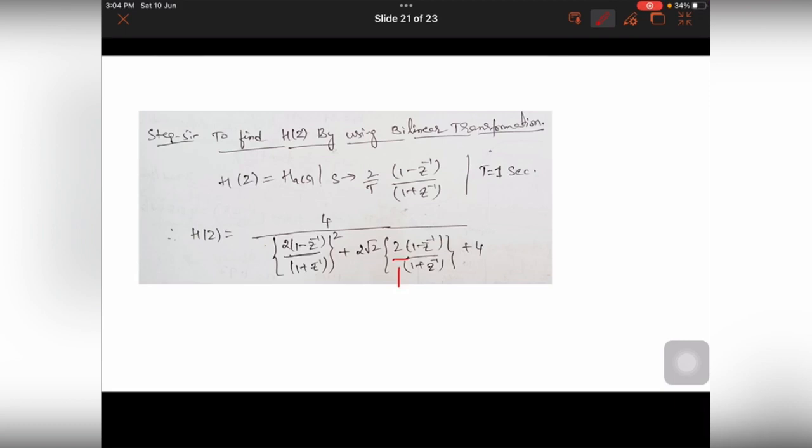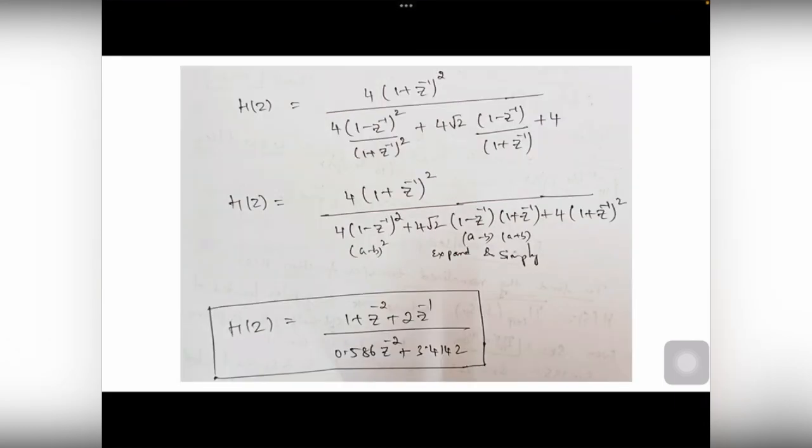So you take 1 plus z inverse whole square as the LCM, you will get 4 into 1 plus z inverse whole square divided by 4 into 1 minus z inverse whole square plus 4 root 2 into 1 minus z inverse by 1 plus z inverse. So you will take the LCM. So you will get 4 into 1 minus z inverse whole square plus 4 root 2 into 1 minus z inverse into 1 plus z inverse plus 4 into 1 plus z inverse whole square.